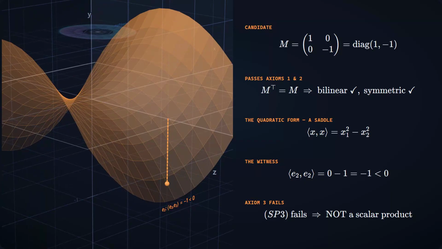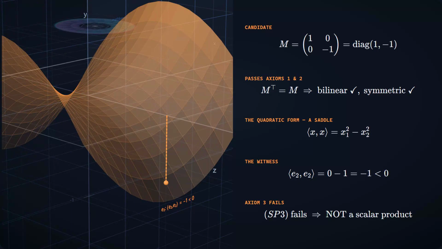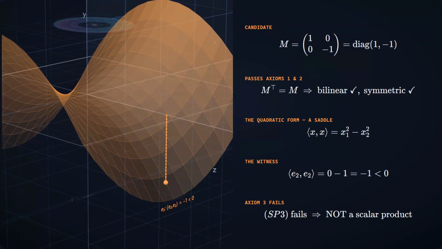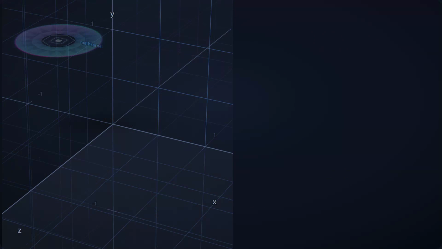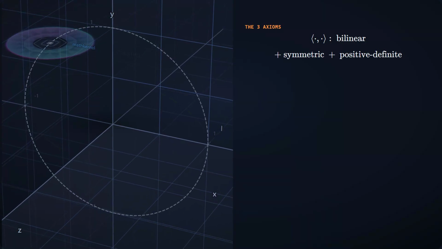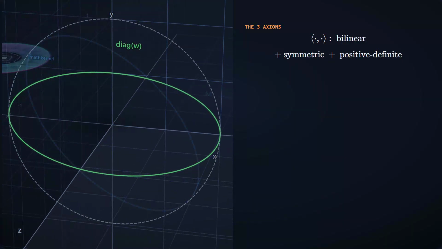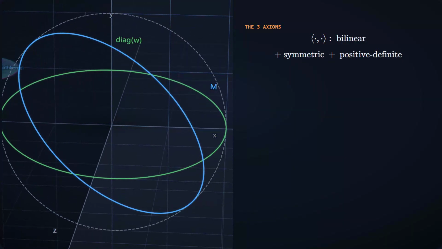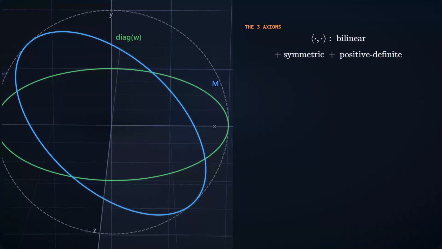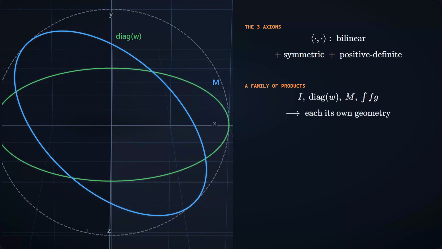Let's gather it up. A scalar product is any rule sending two vectors to a number that's bilinear, symmetric, and positive definite. And each valid choice draws its own unit circle, a circle, an axis-aligned ellipse, a tilted one, even one made of functions. From any of them you get length for free. The norm is the square root of a vector's product with itself, and positive definiteness is exactly what keeps that root real and honest. And the exam reflex so I don't drop marks?